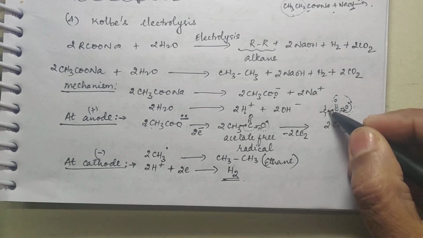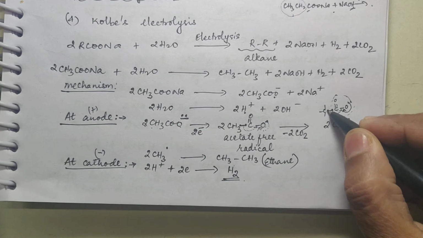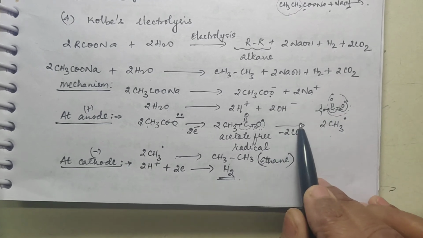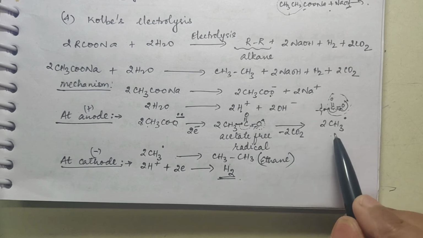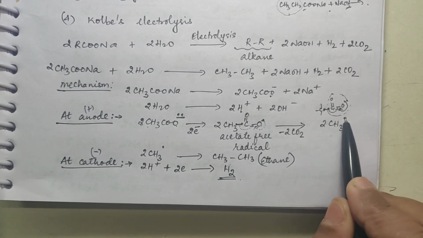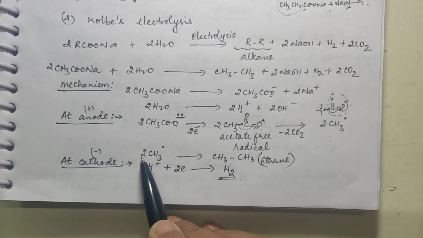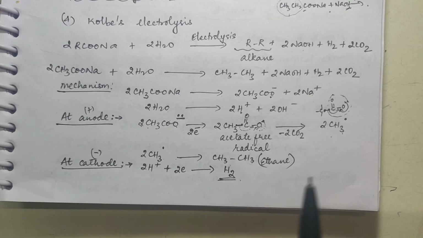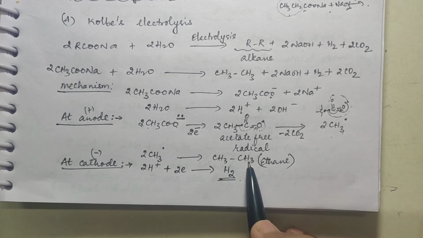Now what is left behind? This electron is left behind. So that is what I have shown here. Two CO2 molecules will get released and two methyl free radicals will be formed. And these two methyl free radicals combine to form ethane. These free radicals will share a pair of electrons and you will get ethane.